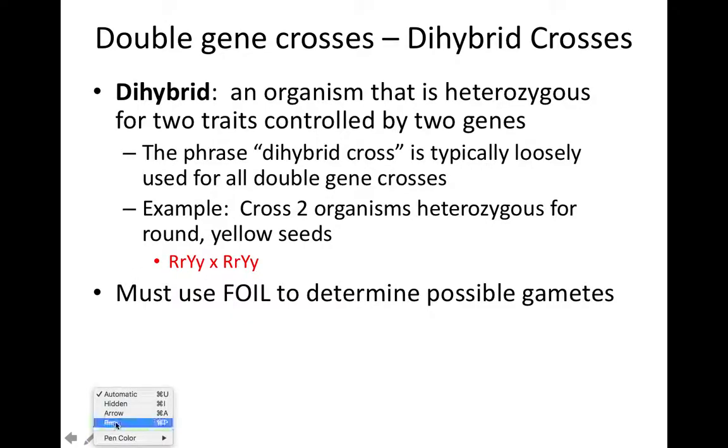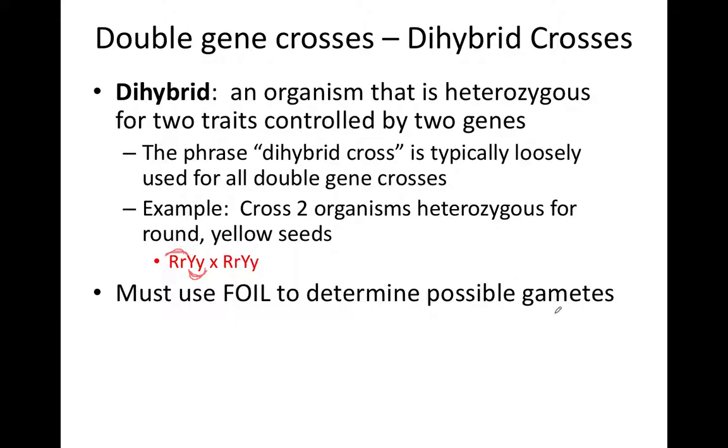So the first gene is right here. This is the gene for seed shape, round or wrinkled. The second gene is right here. This is the gene for seed color, yellow versus green. Now, in order to set up the Punnett square, you have to use a method called the FOIL method to determine the possible gametes that will be crossed.